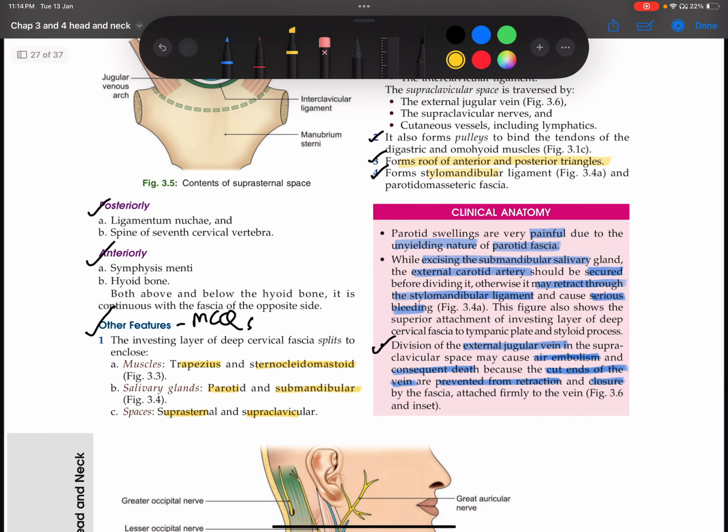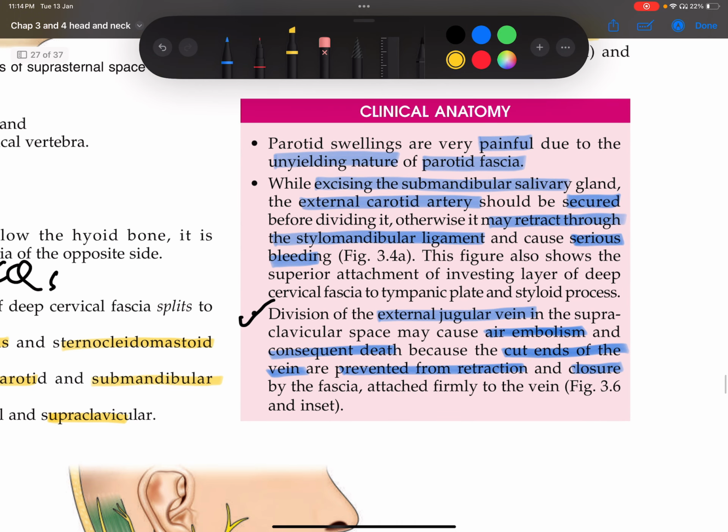Yes, that's it. Now, what happens is that parotid swellings are very painful because of the unyielding nature of the parotid fascia. Now, parotid fascia has a very unyielding nature, because of which the parotid swellings are quite painful. And when we're excising the submandibular salivary gland, external carotid artery should be secured before dividing it. Otherwise, it may retract to the stylomandibular ligament. So, stylomandibular ligament is pierced by external carotid artery.